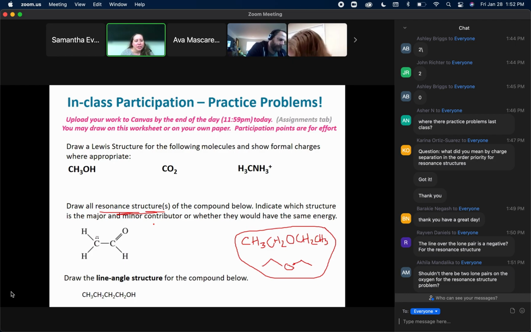Akila, hopefully I'm saying your name correctly. There should be lone pairs on the oxygen in this structure. It's not incorrect that they're not here in this case because I didn't specify that we have to show all the lone pairs. It's a good idea for you to draw those lone pairs in, but it doesn't mean that they're not there, because we didn't show any formal charges on it. But yes, those two lone pairs exist.